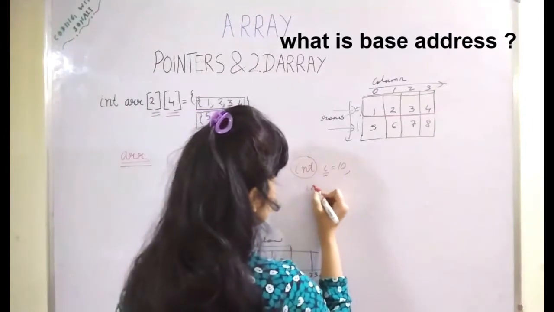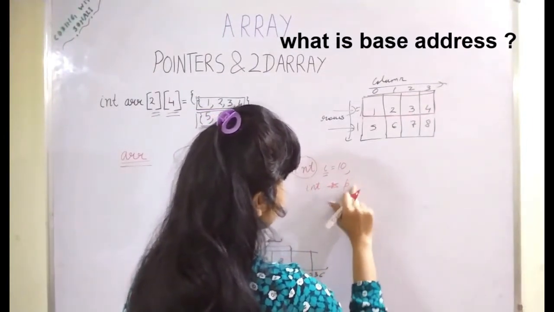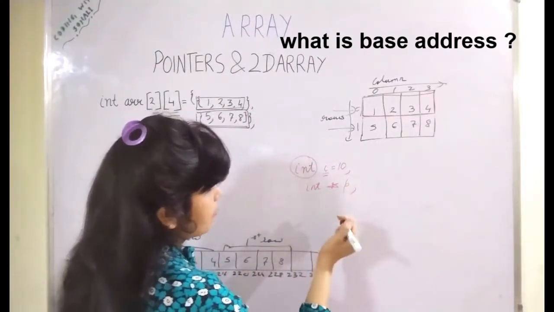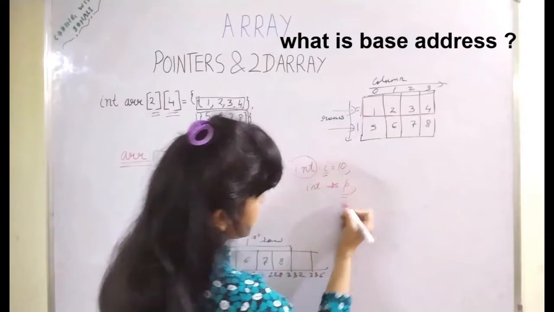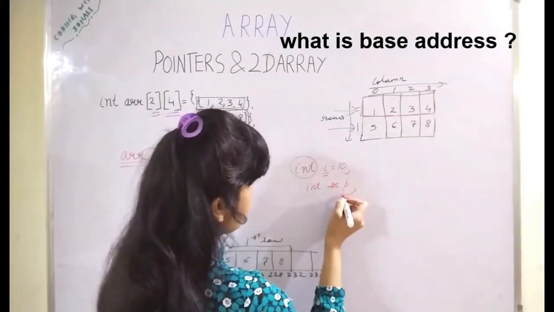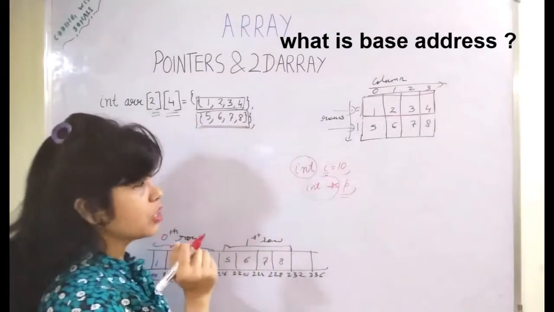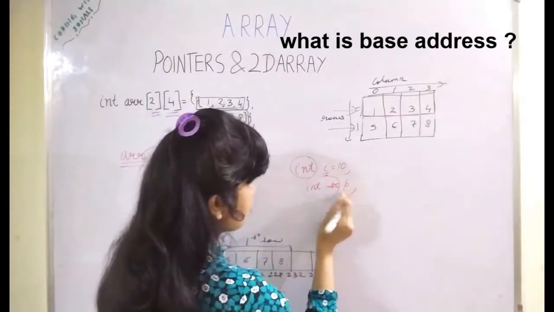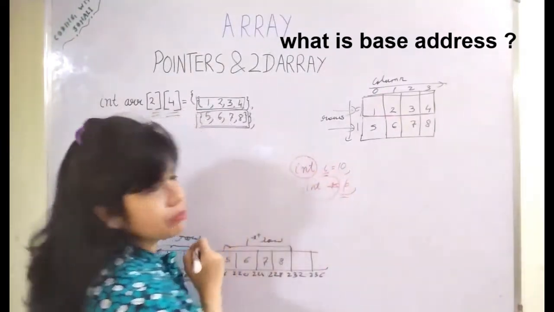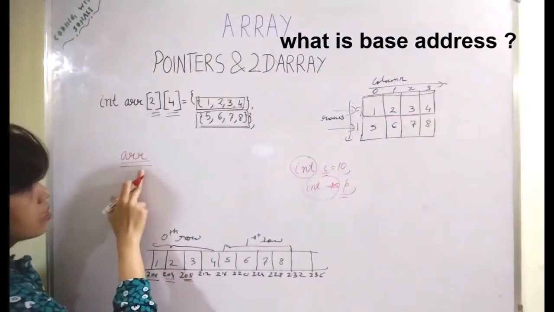If I take int *p, and I ask what is the base type of this variable p, the base type of p is the integer pointer. It is pointing to an integer. So the base type of p is a pointer to an integer, but the base type of i is an integer. That is what it is. Now if I say ARR, we know that ARR is a base address.